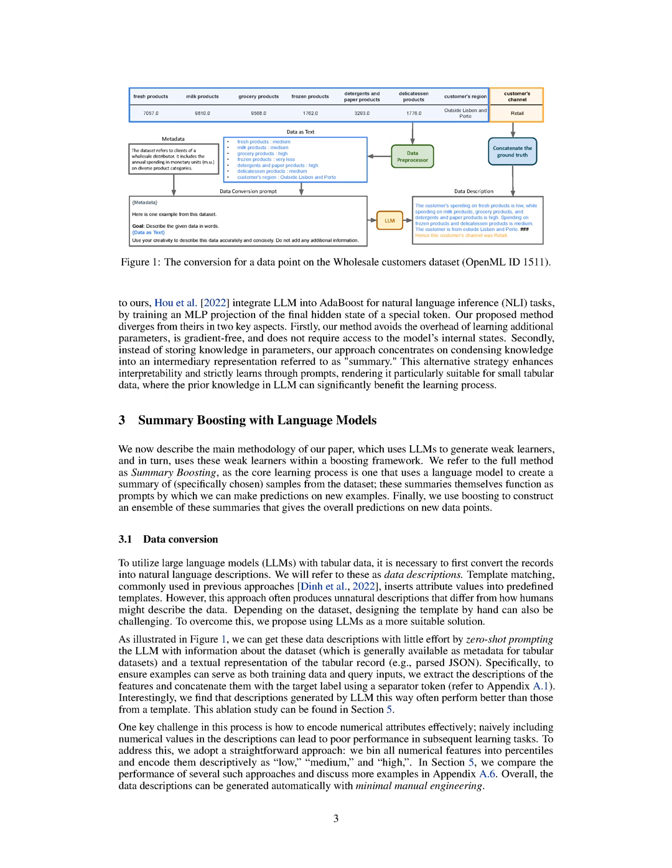Section summary. Boosting is a technique that combines weak learners to create a strong learner, and commonly used algorithms include AdaBoost, gradient boosting, and stochastic gradient boosting. The paper proposes a new method called summary boosting, which uses large language models, LLMs, to generate weak learners and create a summary of chosen samples from the dataset.